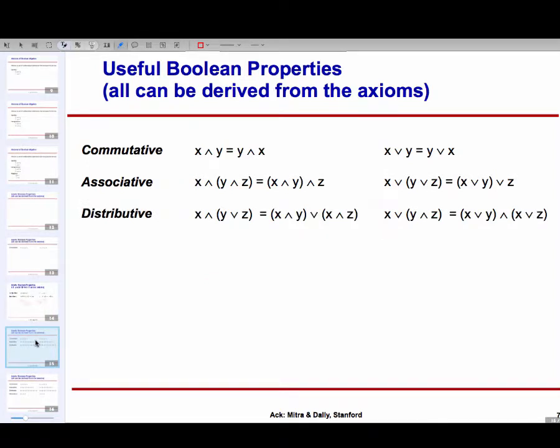So distributivity. What this says is x and (y or z) is the same as (x and y) or (x and z). That's the counterpart of distributing: a times (b plus c) is the same as a times b plus a times c. Okay, and this is where we differ from regular arithmetic or algebra.